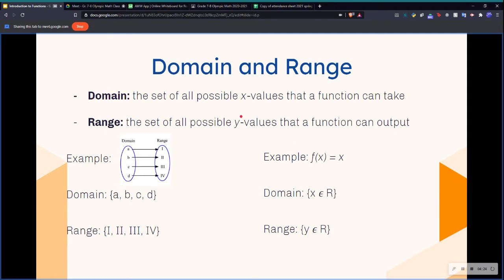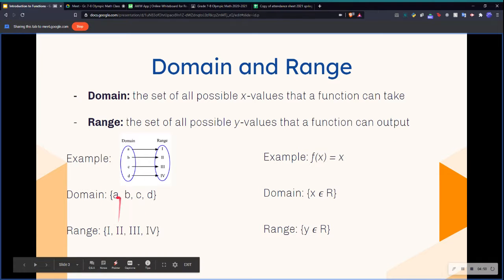Now the range is the set of all possible y values that a function can output. So if you gather your domain, and for each of those values in the domain you run the function, then the range is the set of all the possible outputs that you get from doing that process. So all possible y values that you can output.